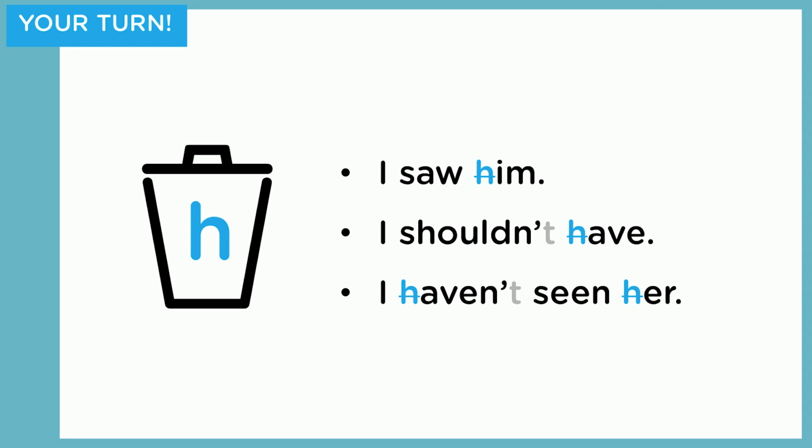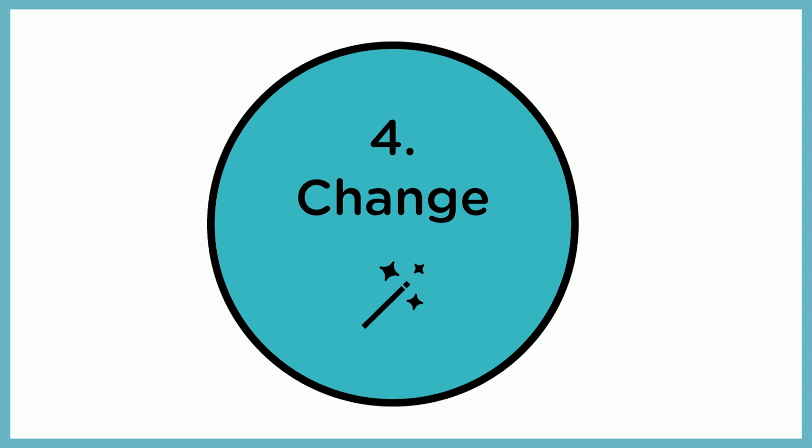Okay, here are the examples for h. I saw him, I shouldn't have, I haven't seen her. You'll notice that I've also put the t in a grey colour here to show you that you could choose not to include it. So with it included, I shouldn't have, I haven't seen her, but then I can also delete it. I shouldn't have, I haven't seen her, like that. Got it.